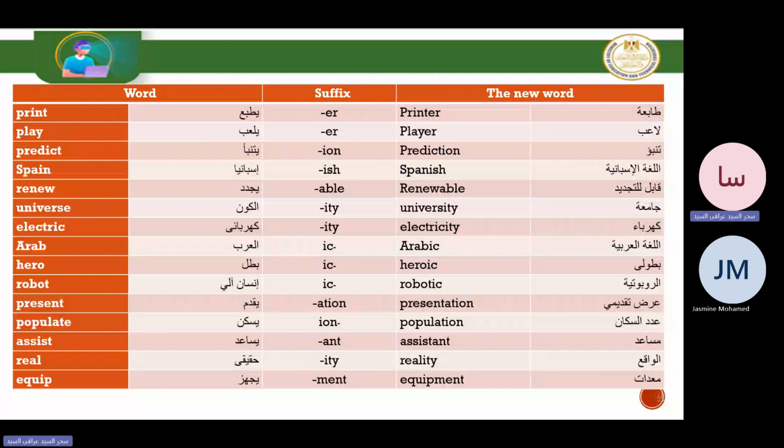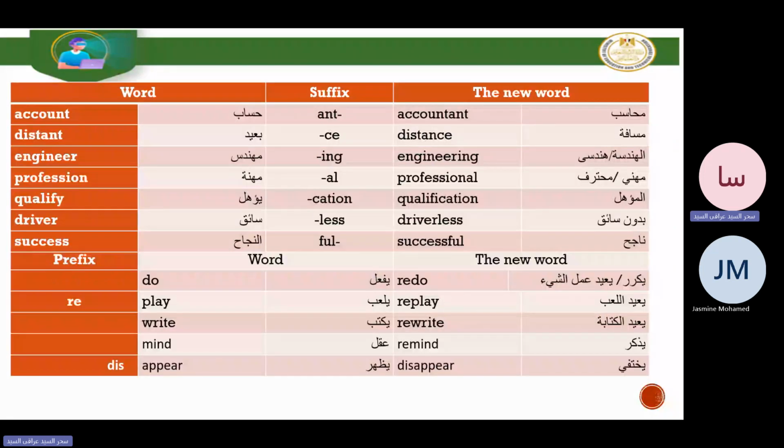What about some prefixes? They are letters added to the beginning of a word to give the opposite or change the meaning. Do with re becomes redo. Play with re becomes replay. Write with re becomes rewrite. Mind with re becomes remind.